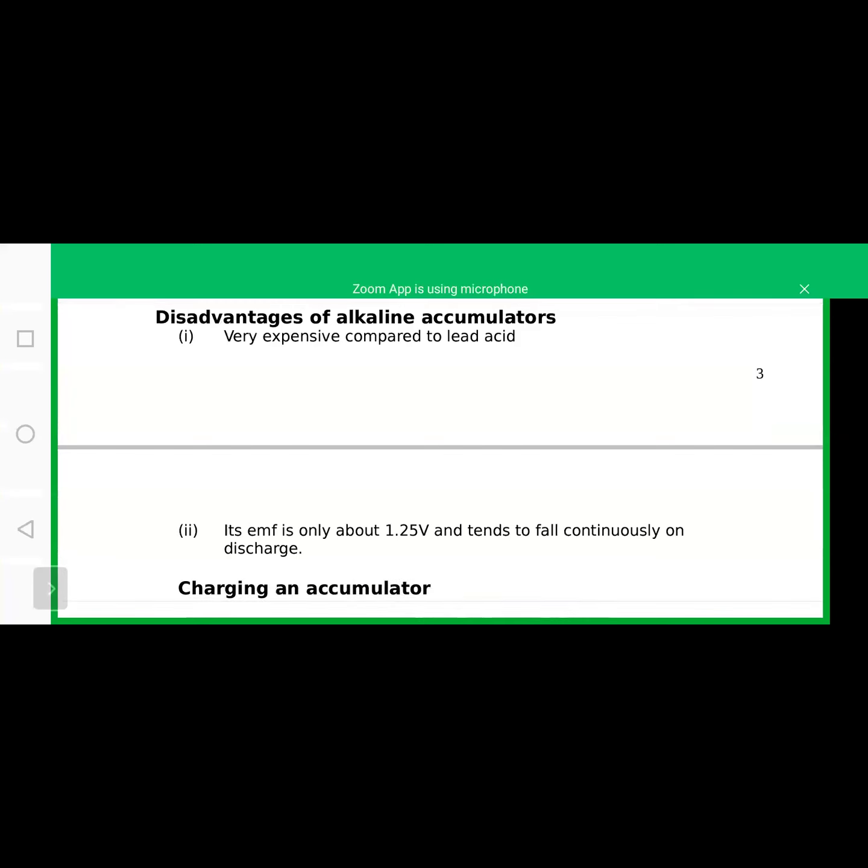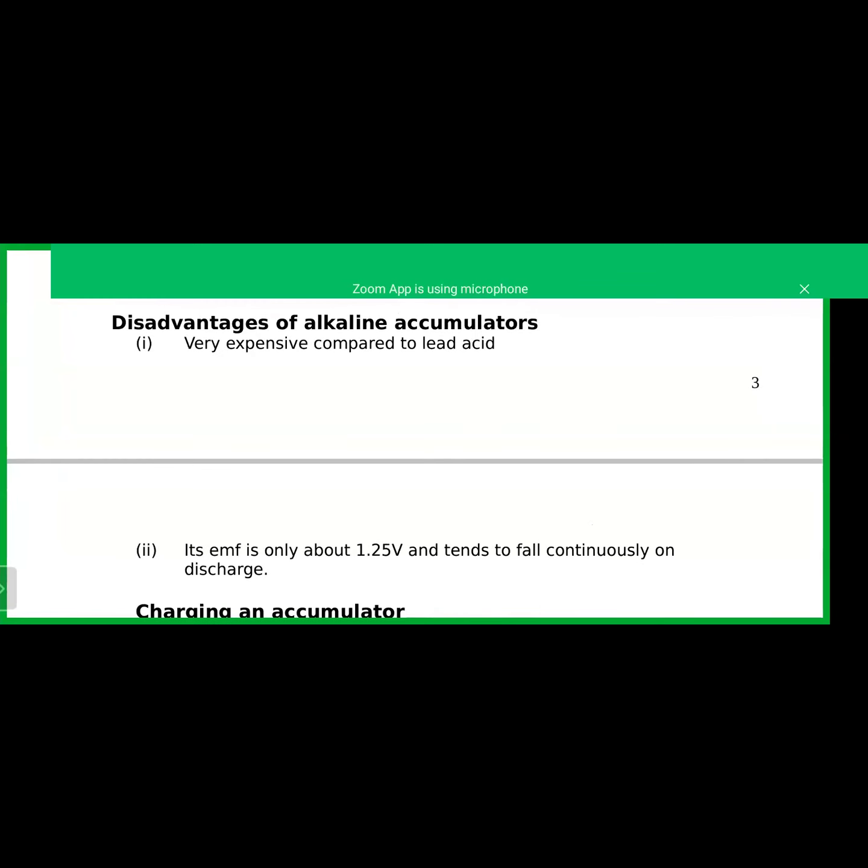So what was the EMF of the lead acid accumulator? Because this one goes up to 1.25. The one for the lead acid accumulator goes up to what? 2.2 volts. 2.2 volts. Very good. Is that okay? Yes.